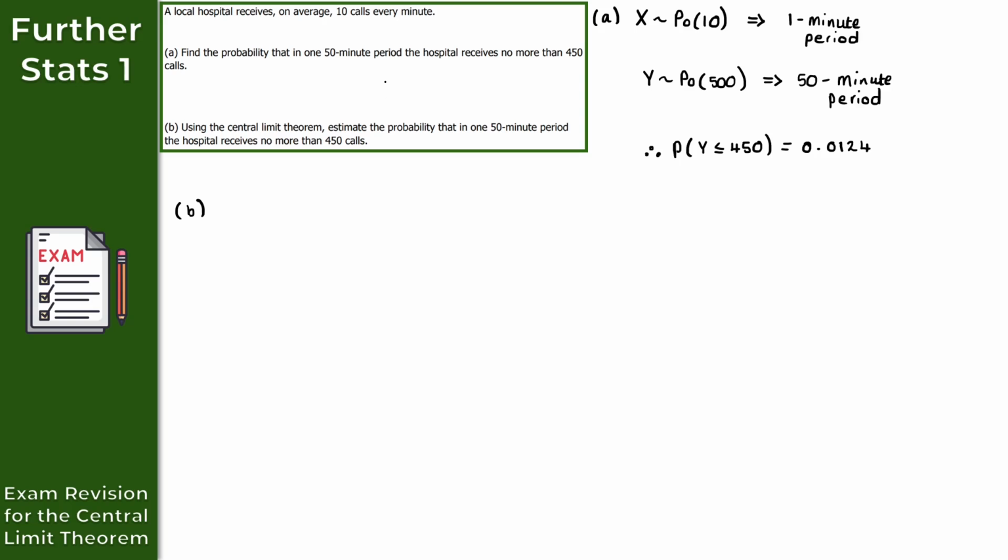Well, we know from part A that the mean and variance here for the number of calls every minute would be 10. Okay. So let's go back to this distribution here. So we've got x, which follows a Poisson distribution with parameter of 10. So the mean and variance is equal to 10 because this is a Poisson distribution.